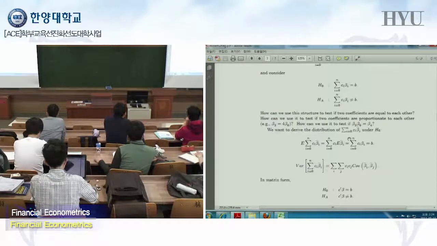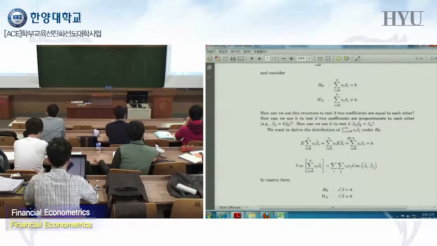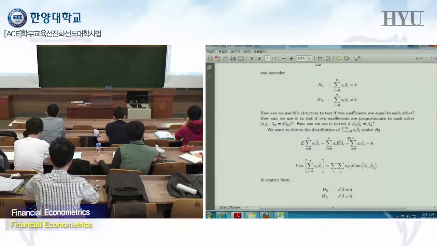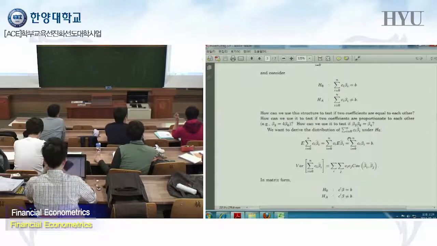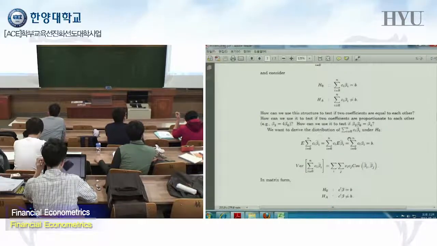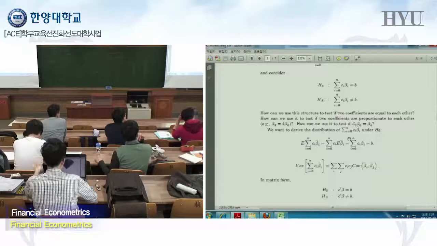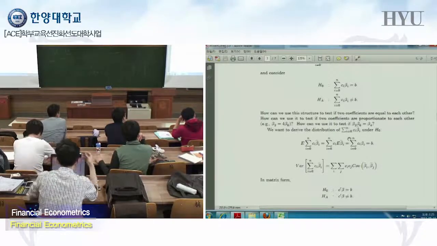If the null hypothesis is right, then the expectation of this restriction should be equal to B. Because the expectation of the sum from 0 to n of Ci beta i hat equals the sum of Ci times the expectation of beta i hat, and since regression is an unbiased estimator, the expectation of beta i hat is beta i. So this should be equal to B if the null hypothesis is right.